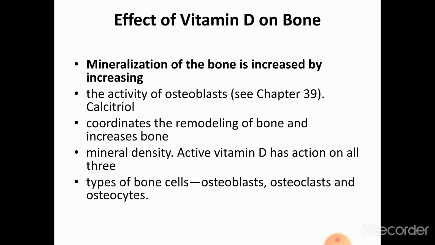Then in bones, it causes mineralization of bones. Mineralization of bones is increased by increasing the activity of osteoblasts by calcitriol, and it coordinates the remodeling of bones and increases the bone mineral density. Active vitamin D has action on 3 types of bone cells, that is osteoblasts, osteoclasts and osteocytes.